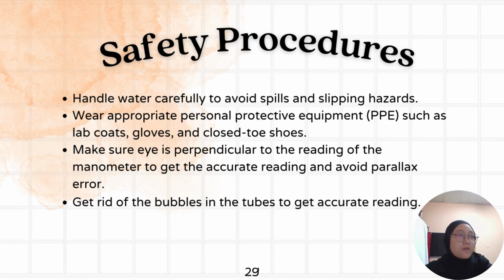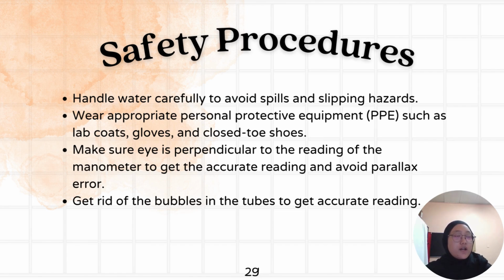For the safety procedure, number 1, we handle water carefully to avoid spills and slipping hazards. Number 2, we should wear PPE such as lab coats, gloves, and closed-toe shoes. Number 3, we have to make sure the eye is perpendicular to the reading of the manometer to get an accurate reading and avoid parallax error. And lastly, we have to get rid of the bubbles in the tubes to get accurate reading.